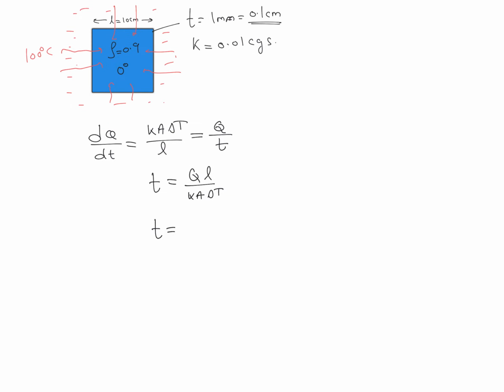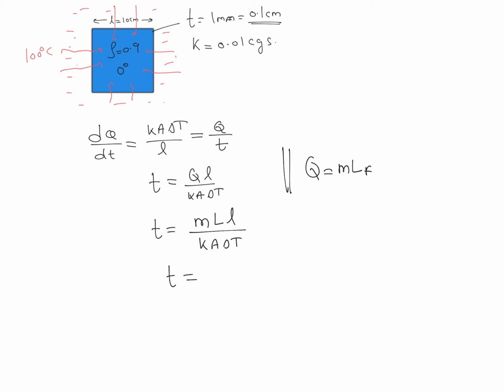Now we can find out the value of Q, which is the amount of heat energy to melt ice. So Q is equal to mass into latent heat of fusion of ice, because by using this heat energy we are converting that ice into water. So the amount of heat energy required is the amount required to convert ice to water. So instead of Q, we write mass of ice into latent heat of fusion of ice, into L divided by K A delta T.